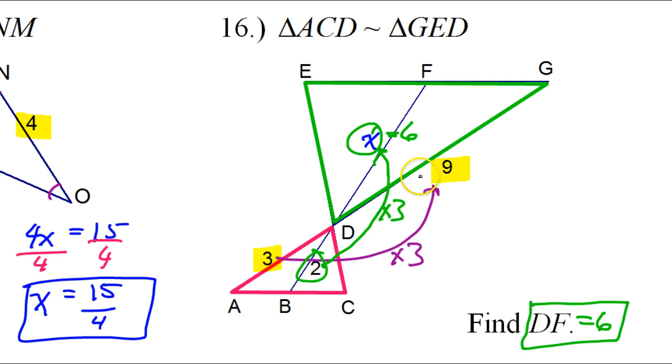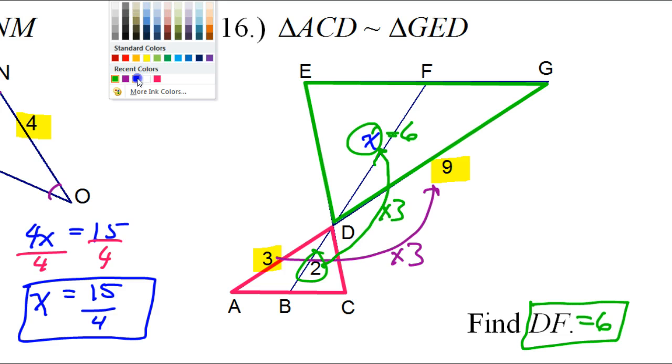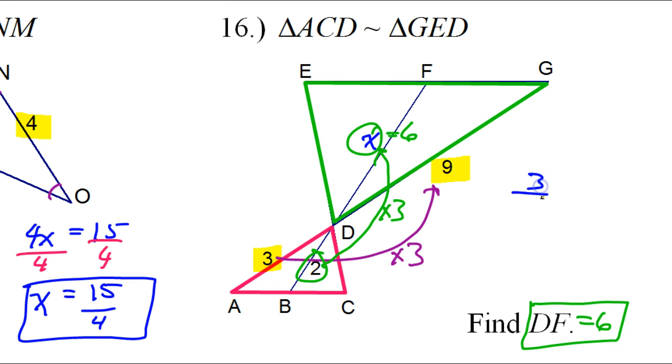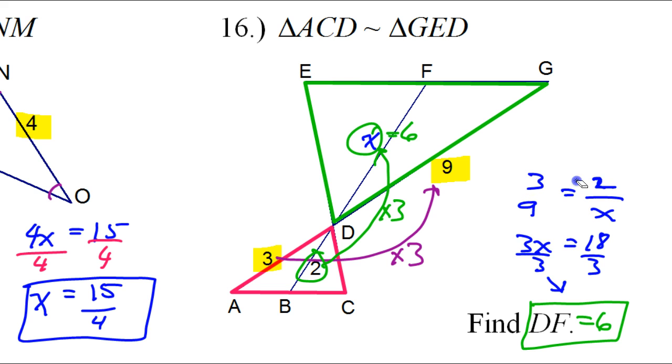Alright, if it had not been a nice even number, a nice even multiple, then I would have had to set up a proportion. I would have had to go, for example, 3 over 9. Okay, I'm doing small over big, and that should equal 2 over x, again small over big. I could have cross multiplied and got 3x is equal to 18, and then I would have divided by 3, and that would give me that x was equal to 6. Alright, but that would have been the long way in this case.